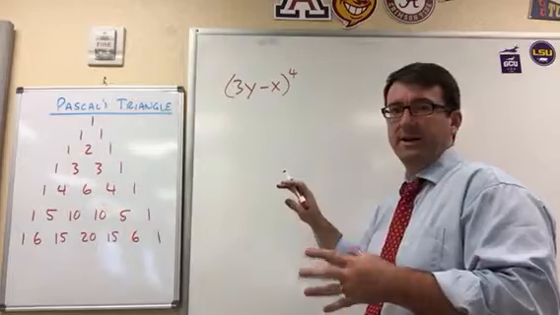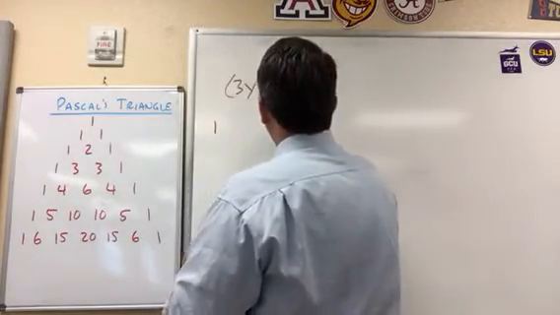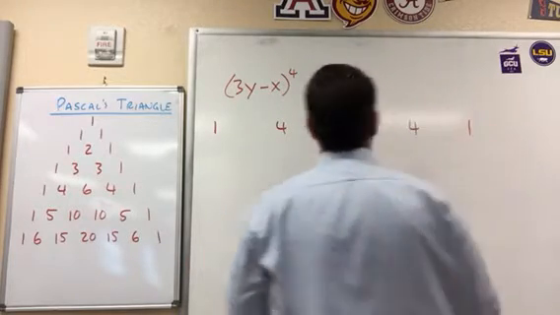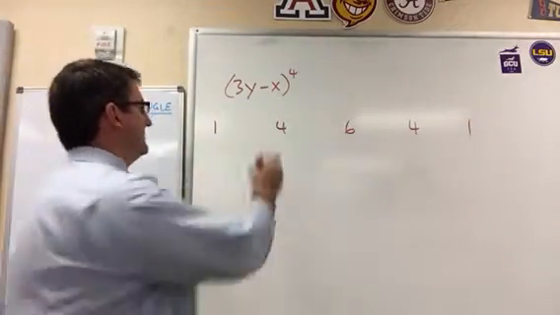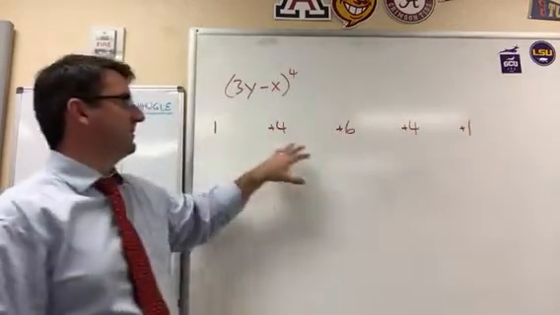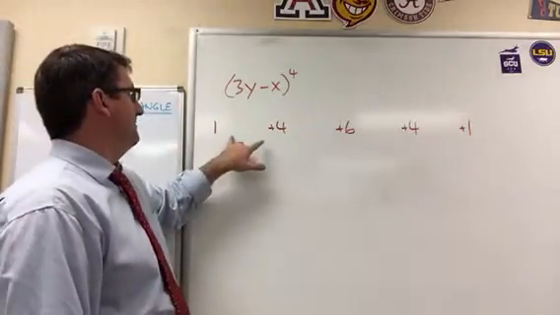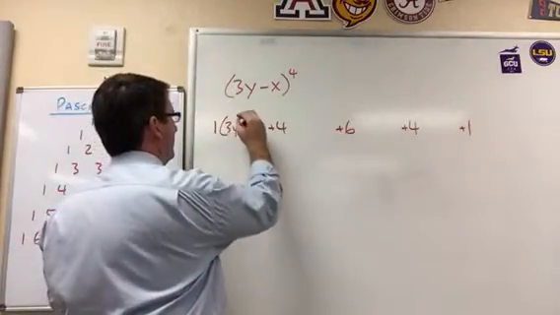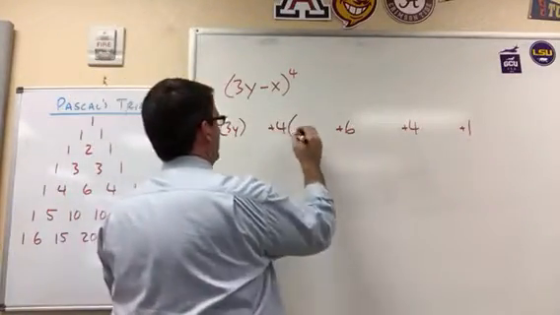So that's going to give us our initial coefficients. We're going to have 1, 4, 6, 4, and 1 as our coefficients there. These are going to be the coefficients for each of the separate terms that we're going to expand these out with. All right, so let's take the first term in our binomial, 3y, and let's put that in each of the terms of our expansion here.